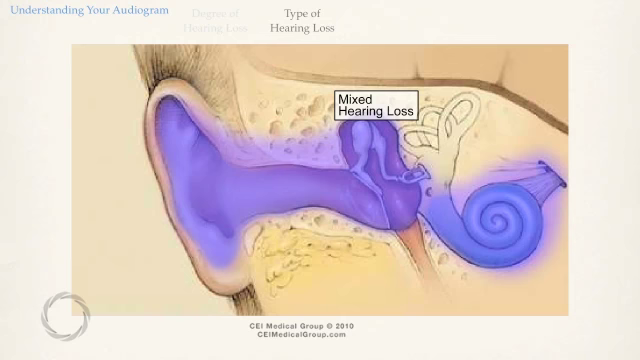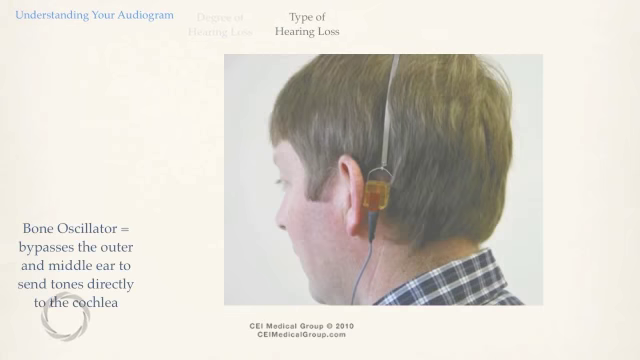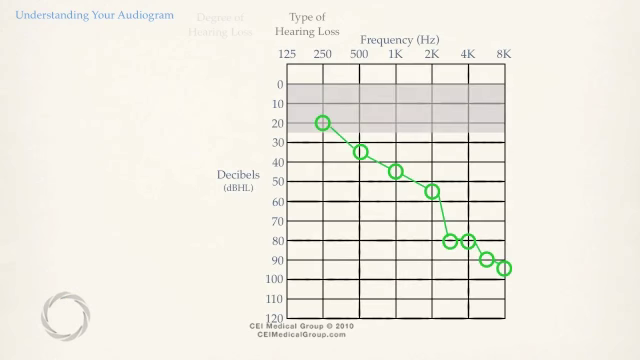Type of hearing loss is tested by placing a bone oscillator on the forehead. This device bypasses the outer and middle ear, sending tones directly to the cochlea. Let's go back to our example. So, your audiologist will mark a red triangle at the softest sound that you respond at for each frequency, much like how the previous responses were obtained.